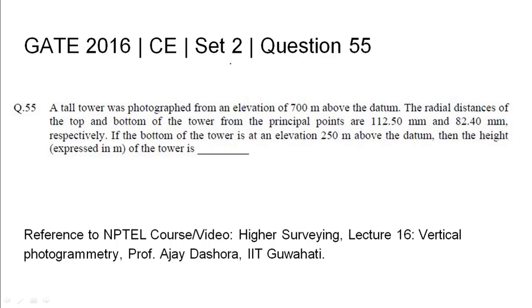2016 Civil Engineering Set 2 Question 55. A tall tower was photographed from an elevation of 700 meters above the datum. The radial distances of the top and bottom of the tower from the principal points are 112.5 mm and 82.4 mm respectively. If the bottom of the tower is at an elevation 250 meters above the datum, then the height of the tower is. The relevant NPTEL reference has been listed.